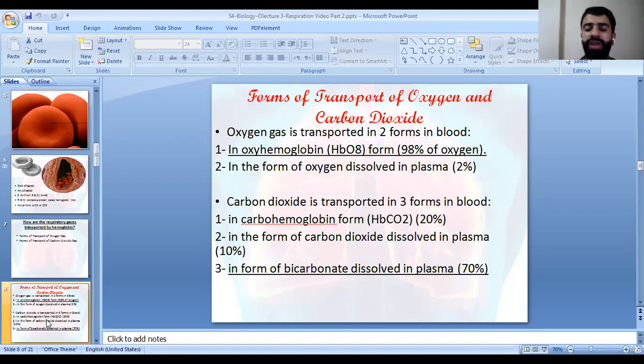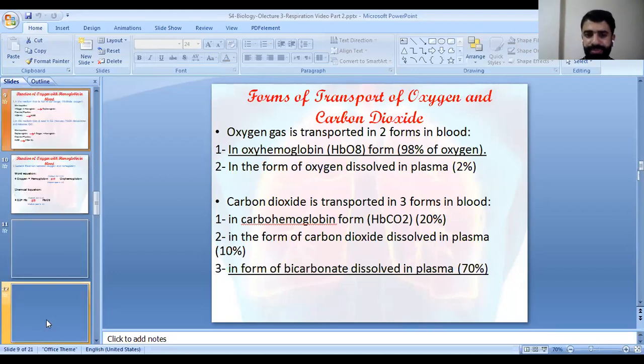Carbon dioxide is transported in three forms. First one, in the form of carbohemoglobin, HbCO2. This represents 20%. In the form of carbon dioxide dissolved in the plasma, it represents only 10%, while the highest percentage, which is 70%, is for the form of bicarbonate dissolved in plasma. And we're going to talk about them step by step.